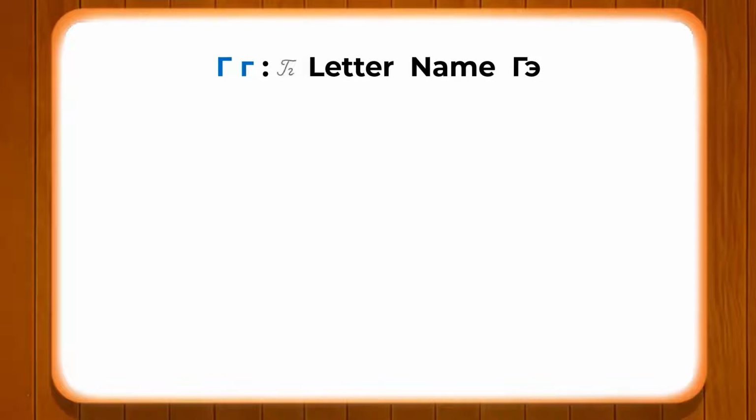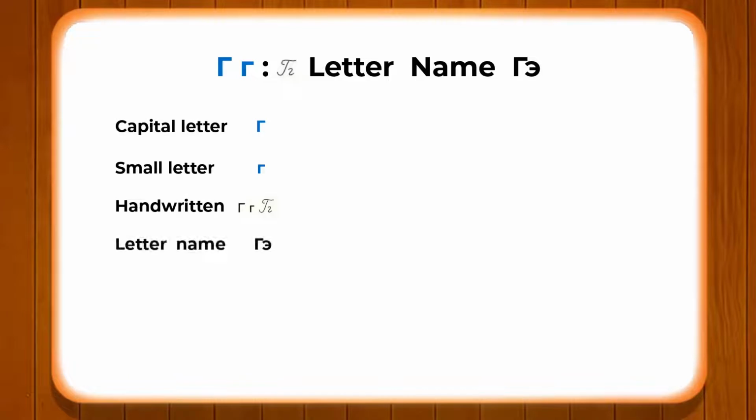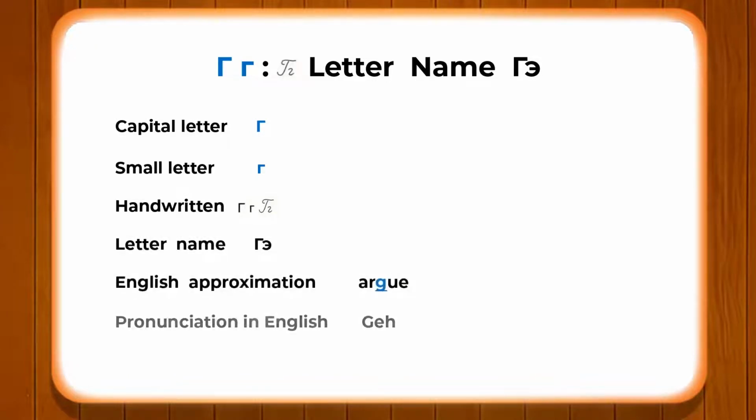The next letter is letter G. We have used the letter G in an English approximation in the word argue. So, why are we saying that they are approximate? Because we cannot have exactly the same pronunciation or phonetic equivalent in English as in Russian.